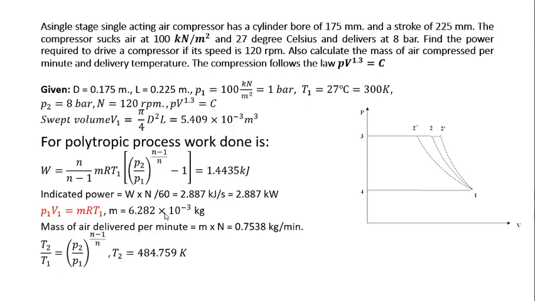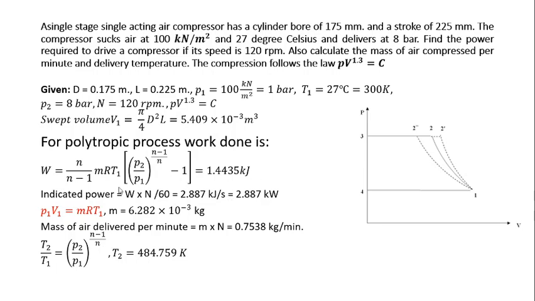So if the work done per cycle is 1.4435, then work done per minute is equal to 1.4435 into 120, and work done per second is equal to 1.4435 into N divided by 60. That is this, which is equal to 2.887 kilojoules per second. That is 2.887 kilowatt.